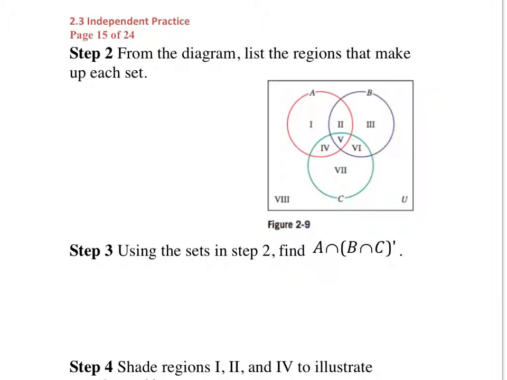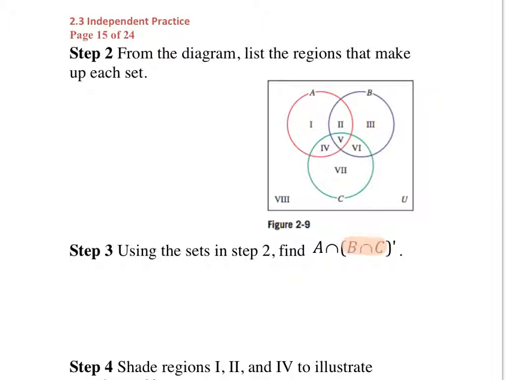Before we reach the final conclusion, we first need to find B intersect C. And then we need to find the complement of B intersect C. And then we layer set A over that to find all the intersection of A with the complement of B intersect C. So let's first proceed with the first step.